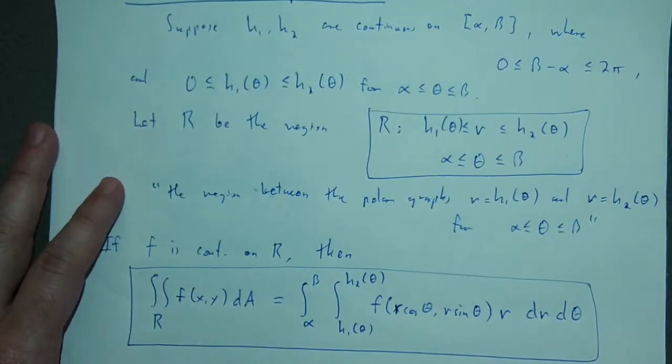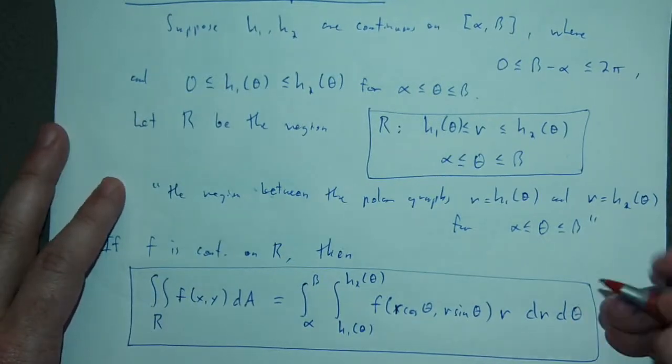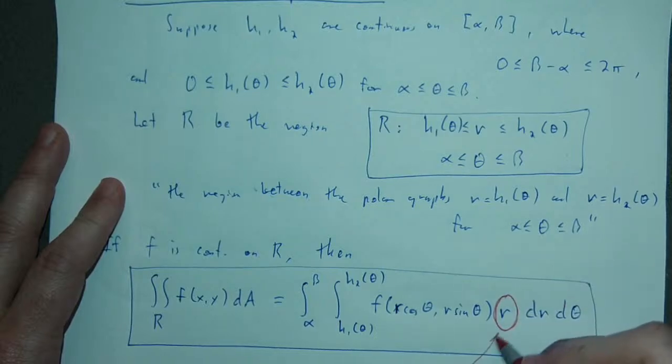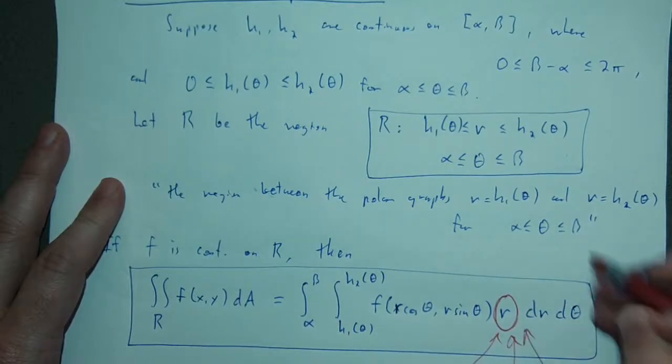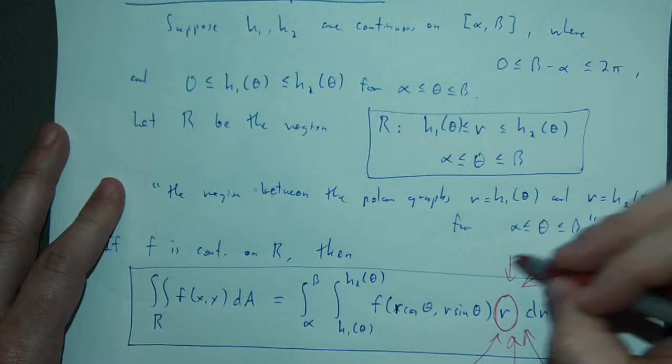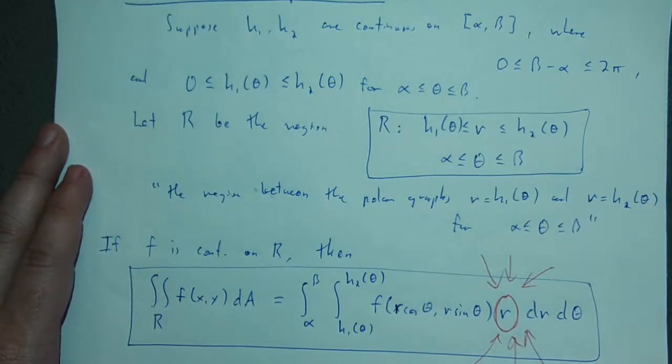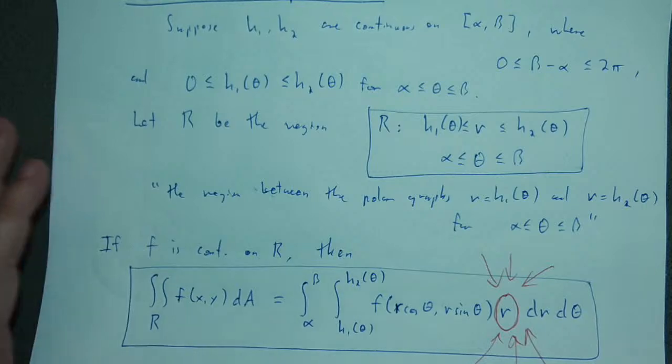Okay. So anyway, what's the big thing to note here? There's this extra factor of r. You cannot forget this. If you forget it, everything you do after this is wrong. You're going to get the wrong answer. So you have to remember this. This factor always shows up when you're doing a polar coordinates integral.